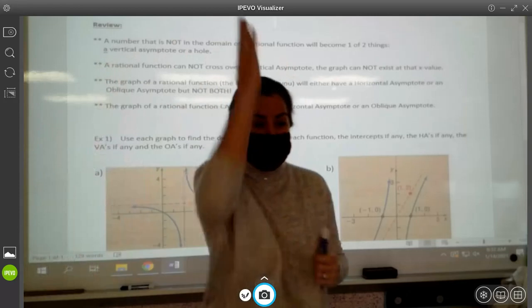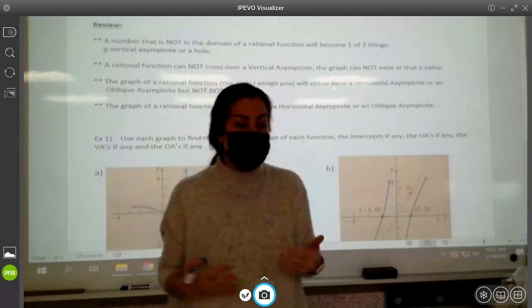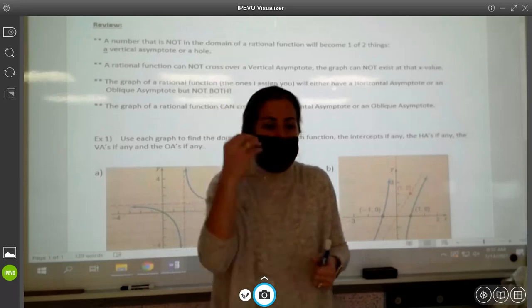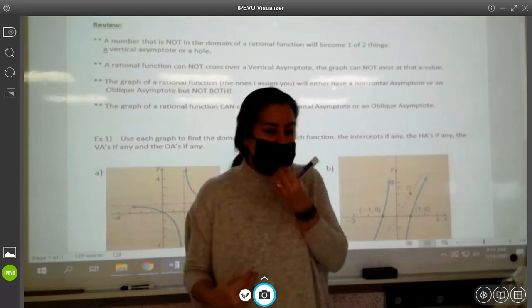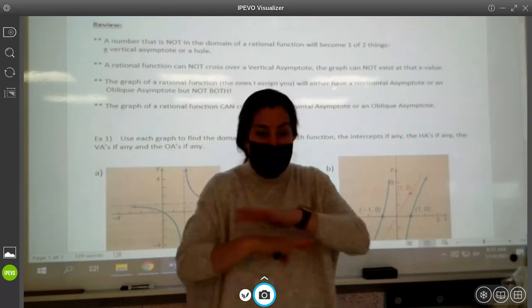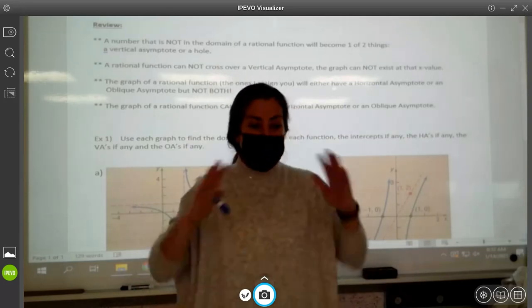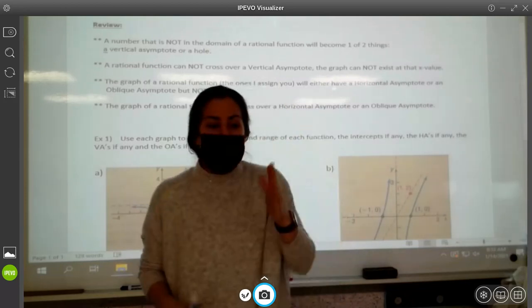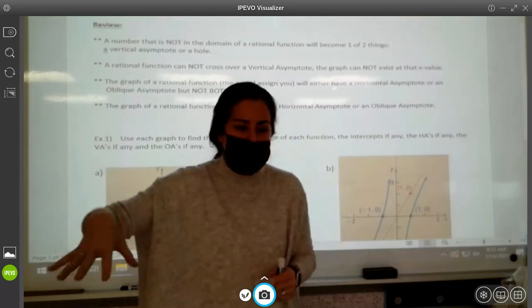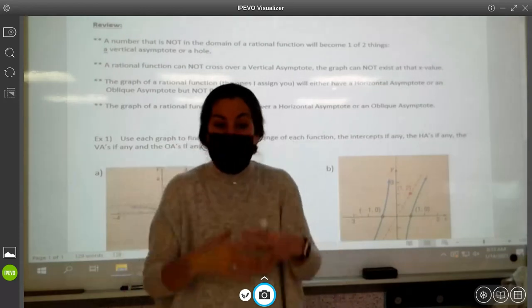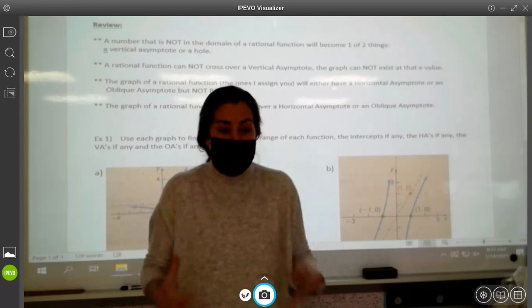A rational function cannot cross over a VA. Guys, these vertical asymptotes literally tell you X values where the graph cannot exist. There will never be a graphable point for that X value. So a VA is going to act like a brick wall that your graph will never go through. You're going to have a curve on one side of it, and then the curve will pick up on the other side of it, but it'll never pass through the vertical asymptote. It can't exist at that X value.